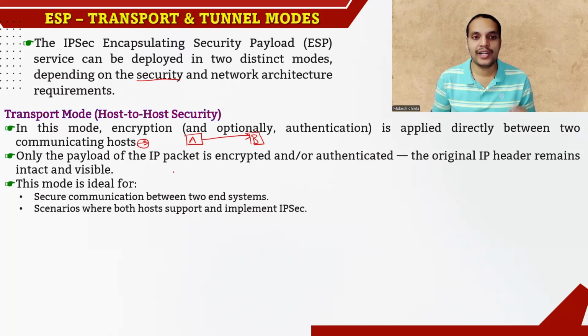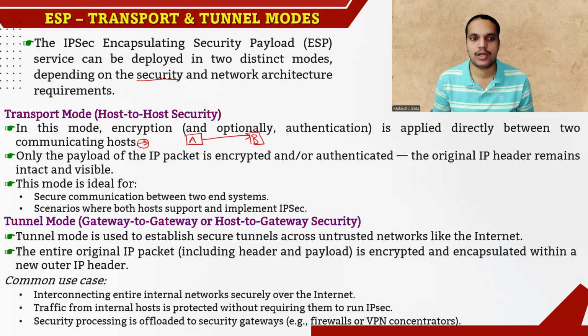In this mode, only the payload of the IP packet is encrypted and/or authenticated. The original IP header remains intact and visible. That means I'm not going to change anything in the IP header. I am only going to ensure that the payload of the IP packet is encrypted and, if required, authenticated. When this mode is ideal, I'll tell you with diagrams; we can explain it in a better way once you see the diagram and what are the different fields that are going to be protected. This mode is ideal for secure communication between the two end systems and scenarios where both the hosts support and implement IPsec. That is when we can use the transport mode.